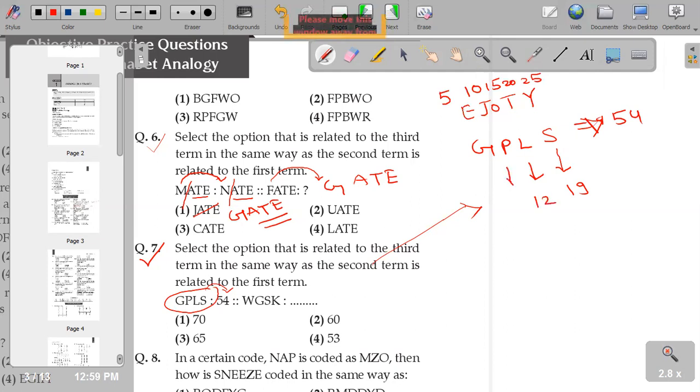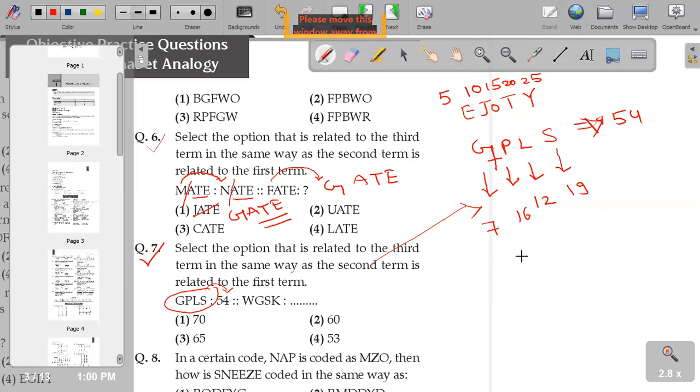What is the position of P? P is very close to O. P is just next of 15, so it will be 16. What is G? G can be written as 7. So it will be 7.